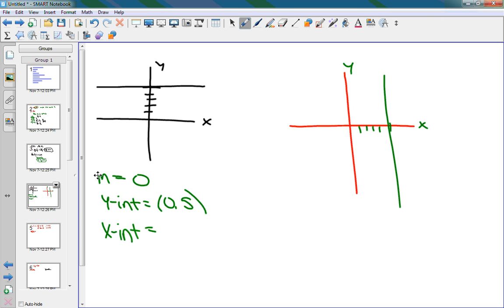X-intercept is the point on the graph where it crosses the x-axis. Does this cross the x-axis? No. So do I have one? No. So say none.